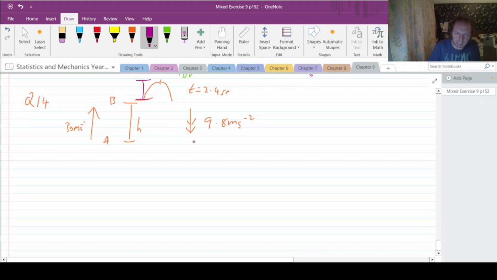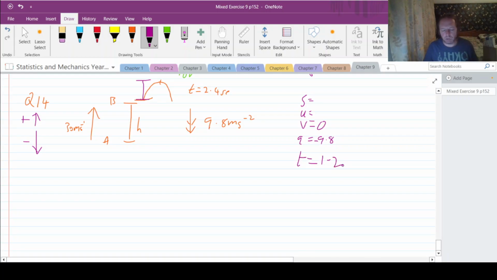Let's start by looking at a SUVAT section for the purple in there. We don't know a distance, we don't know an initial speed, we do know a final speed because it's 0. The acceleration is 9.8. Now let's have this down as minus 9.8, so we will have this as our minus direction and this as our positive direction. And the time is 1.2.